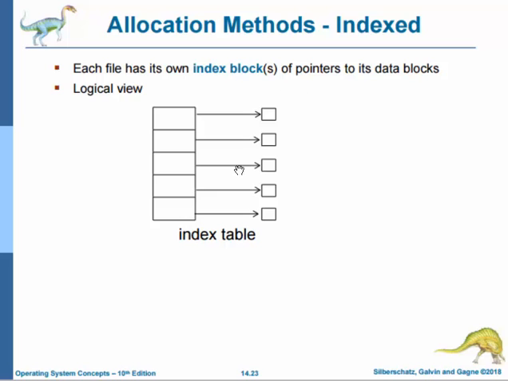So here's an example where the directory contains the address of the index block. Okay, and to read the ith block, we use the pointer in the ith index block entry. So when the file is created, all pointers in the index block are set to null. And when the ith block is first written, a block is obtained from the free space manager and its address is put in the ith index block entry.